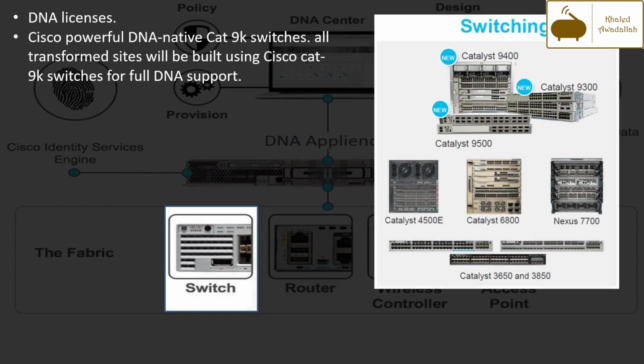We have many switches working with Cisco DNA Center, especially the Cisco Cat 9K. You can check all the supported platforms and all supported IOS versions for Cisco DNA on the Cisco website. Just type on Google Cisco DNA compatibility matrix. You will find an Excel sheet including everything about the compatibility matrix with Cisco DNA Center.